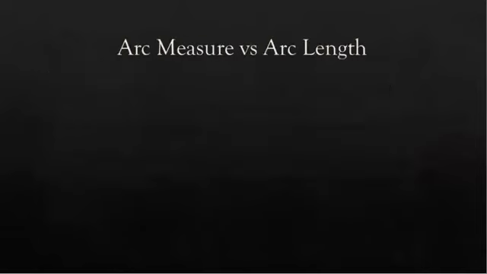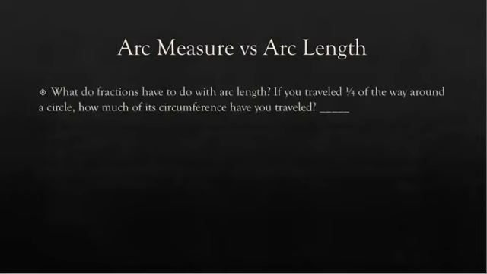So, arc measure versus arc length. What do fractions have to do with the arc length? Well, if you traveled 1/4 of the way around the circle, how much of its circumference have you traveled? Again, you've traveled 1/4 of it. The circumference is the distance around the circle. So if you are going 1/4 of the distance around the circle, you're going 1/4 of the circumference.